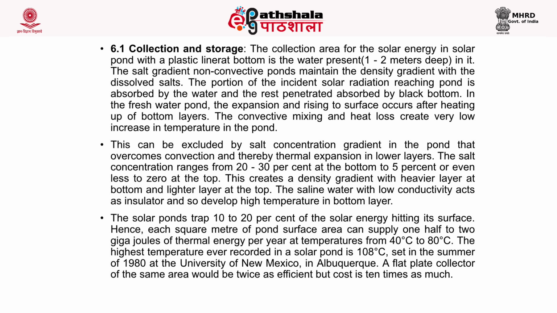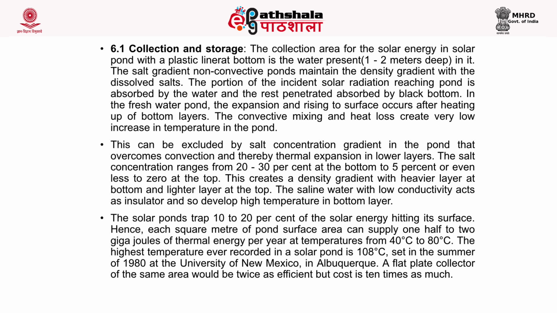The solar pond traps 10 to 20% of the solar energy heating its surface. Hence, each square meter of pond surface area can supply 1/2 to 2 gigajoules of thermal energy per year at a temperature from 40 to 80 degrees Celsius. The highest temperature ever recorded in a solar pond is 108 degrees Celsius, set in the summer of 1980s at the University of New Mexico.